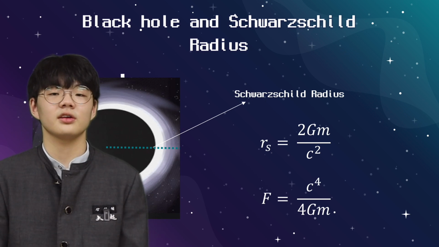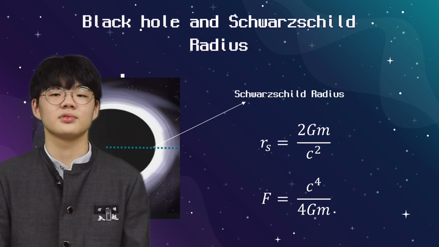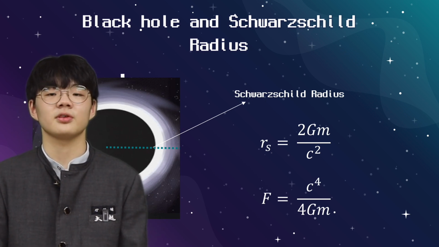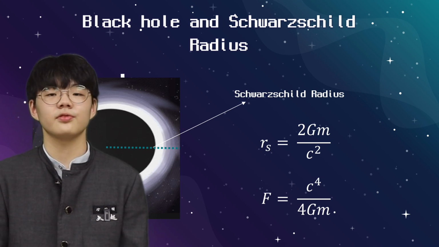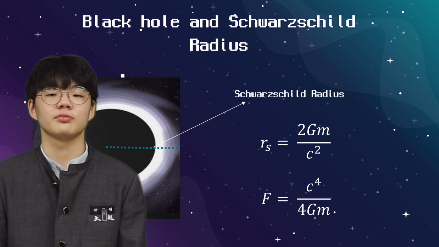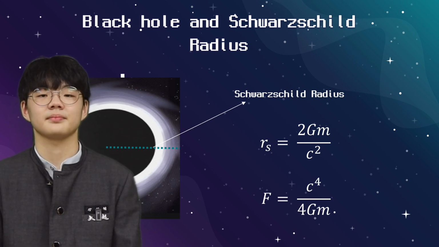When an object has sufficient mass, it becomes a black hole, and the maximum radius of the black hole is called the Schwarzschild radius. These two formulas show us how much gravity the black hole has.